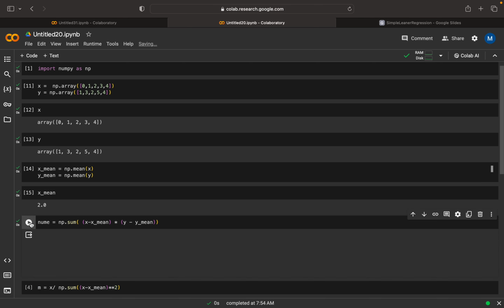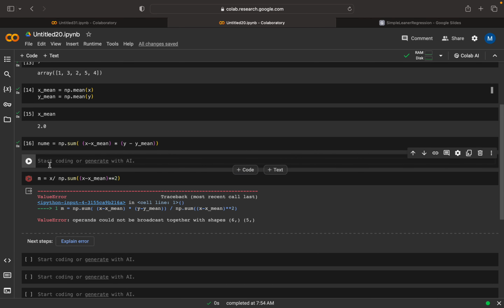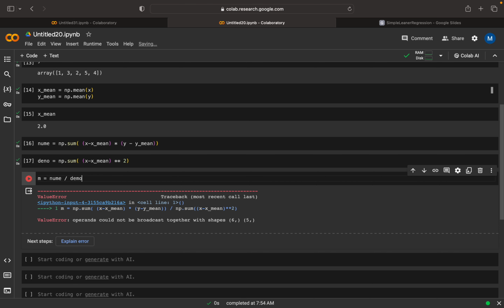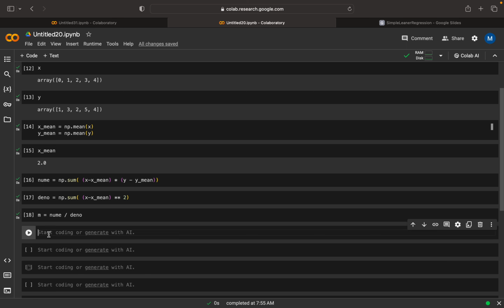Now let me calculate the numerator. Now I can calculate the denominator here. Denominator is equal to np.sum of x minus x mean, square, right? So we have our numerator and we have our denominator, and now we can calculate our m value like this. So this is our m value.